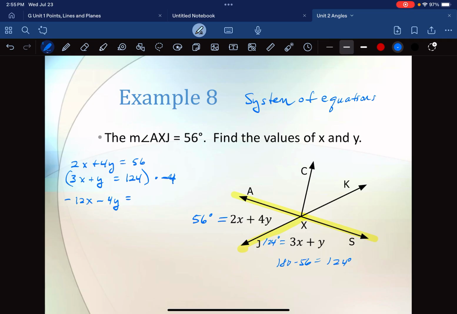124 times 4, that's going to be a negative 496. And then the other equation I'll just copy down. I'm not going to change anything about that. And now you see negative 12x and 2x make negative 10x. And the negative 4y and the positive 4y cancel each other out. They are eliminated. Then I got a negative 496 plus 56. So I believe that's 440.